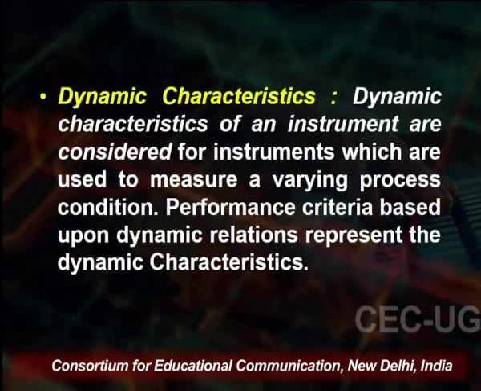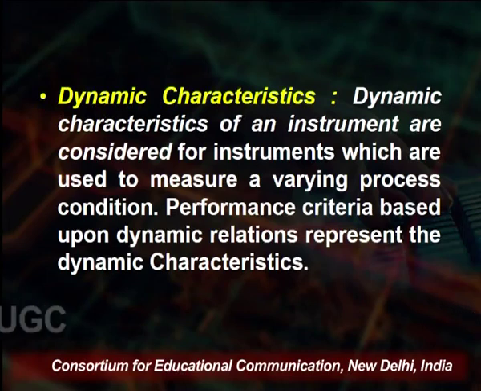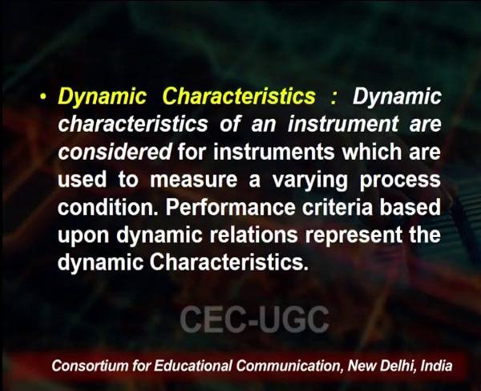Next is the dynamic characteristics. The dynamic characteristics of the instrument are considered for instruments which are used to measure a varying process condition, like the changing conditions that we can measure through the dynamic characteristics. So, performance criteria based on the dynamic relations represent the dynamic characteristics, meaning the quantity is changing accordingly and then we measure these values. So, we have two characteristics for the measurements: first is the static and second is the dynamic characteristics.